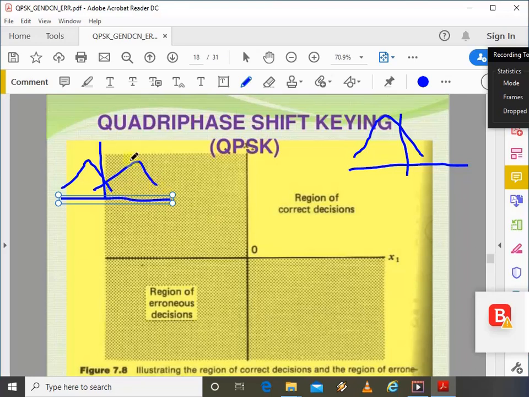Okay, we have considered the symbol S1 having the expected value of plus square root of EB. If you remember for BPSK, the expected value of the signal S2 is minus square root of EB. The region of signal S2 we have taken as R2, and the region of signal S1 we have taken as R1. So whenever we transmit symbol 1, this area belongs to symbol 1, and this area belongs to symbol 0.